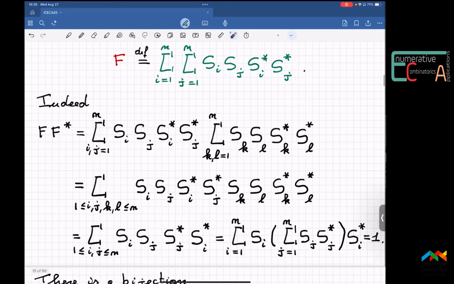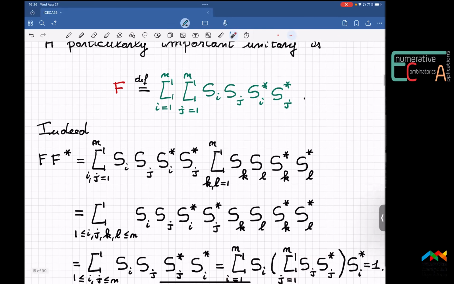So now I can rewrite this in this way. I keep the sum over i in front, S_i, and then the sum over j, S_j S_j star, S_i star. This is 1 because of our relations, and once this goes away, again, this is 1. So this is indeed a unitary.